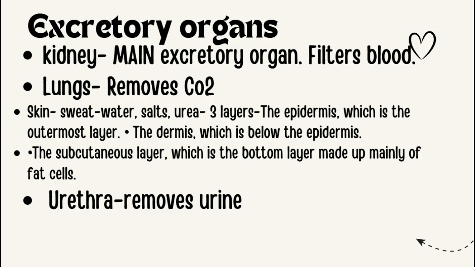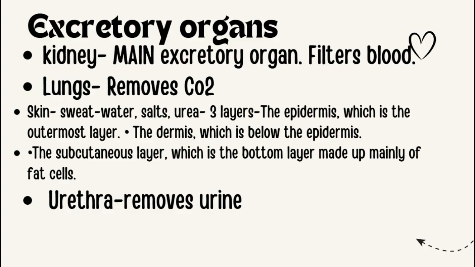And obviously we said that the skin is the biggest organ, made up of three layers: the epidermis, which is the outermost layer, the dermis, which is below the epidermis, and then the subcutaneous layer, which is the bottom layer, made up primarily of fat cells. So even though the focus is on the kidney as the main excretory organ, we also have the lungs that serve their role, and the skin that serves its role.